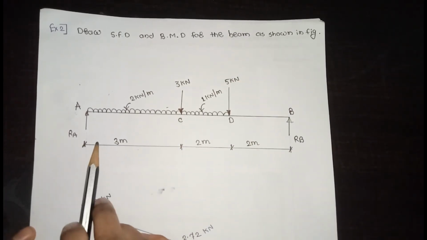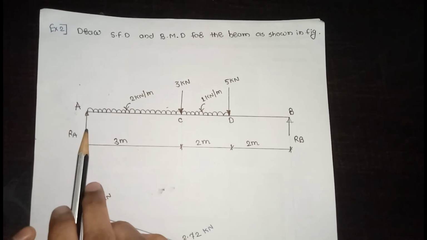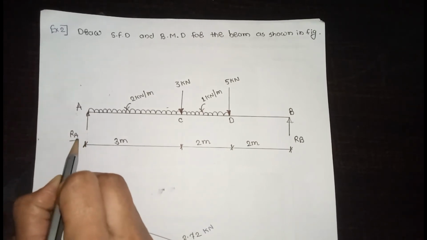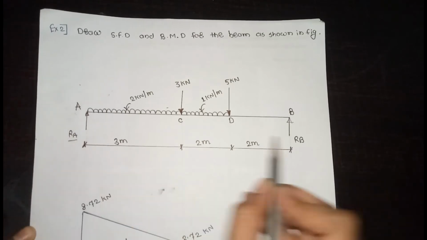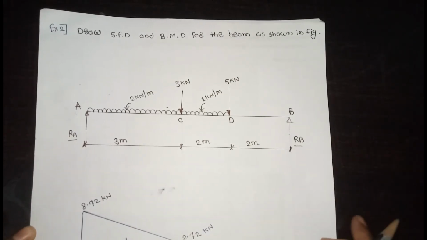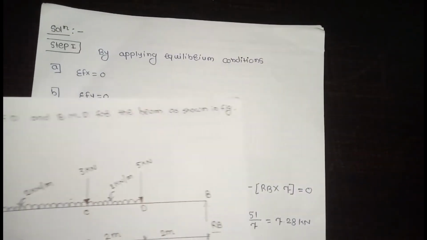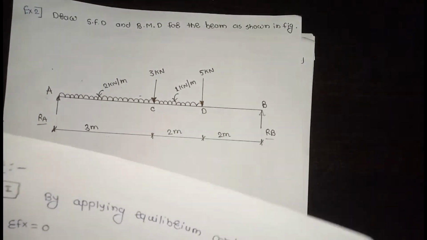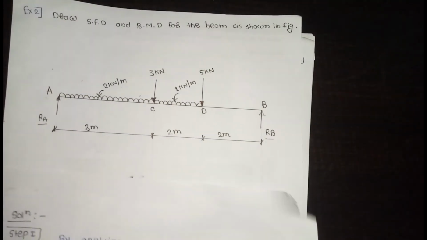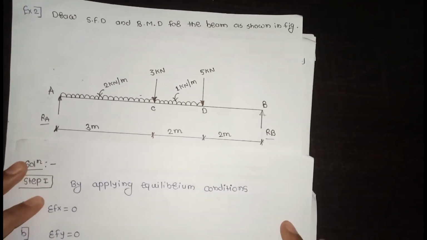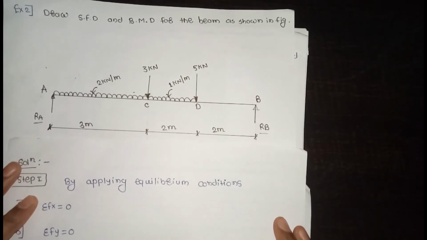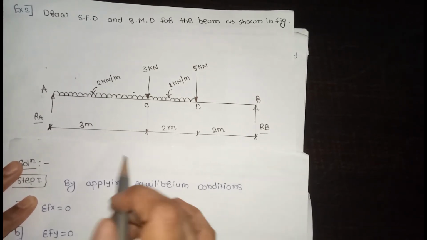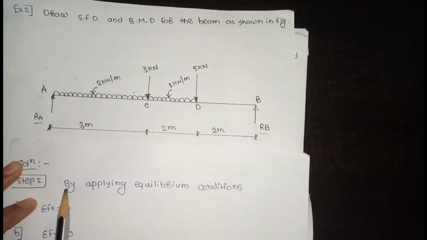So first of all, how to calculate the support reactions. RA means the reaction at support A, and RB means the reaction at support B. So the first step is to calculate the support reactions for the simply supported beam, by applying equilibrium conditions.